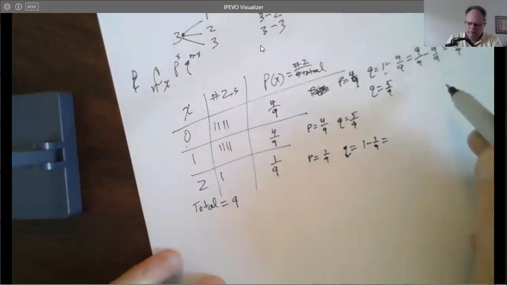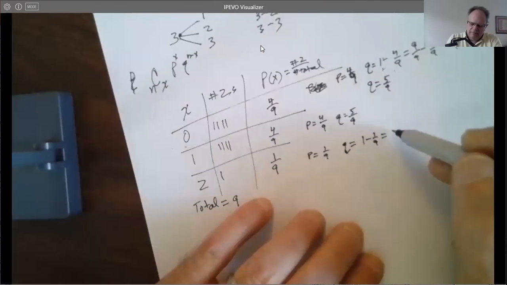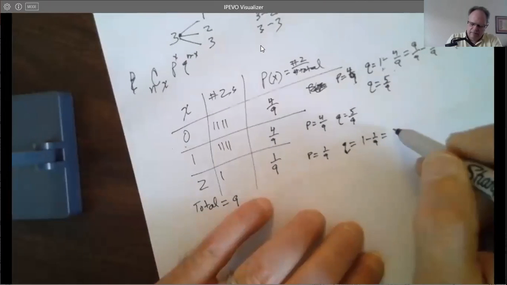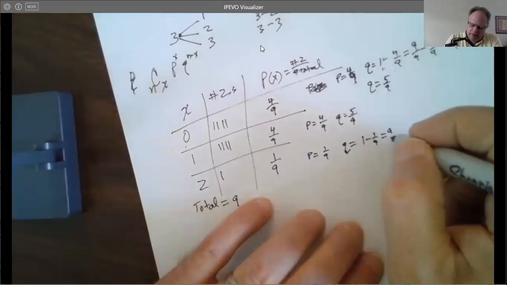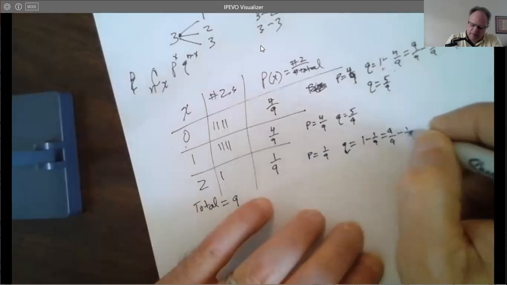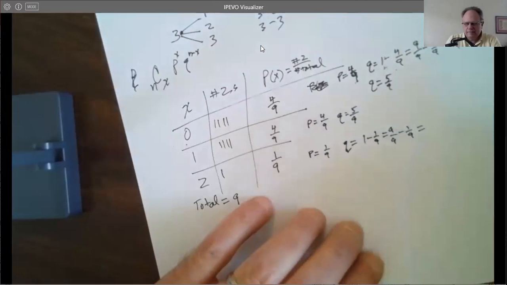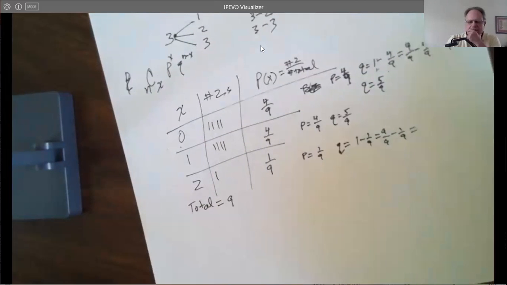So what's that probability going to be? Well, if you take 1 and make it 9 over 9 minus 1 over 9, what is that? What's 9 minus 1? Is anybody there? What was the question?